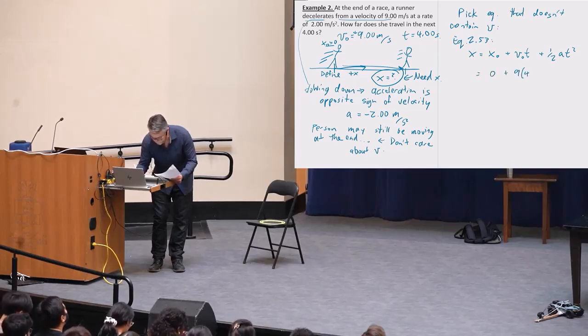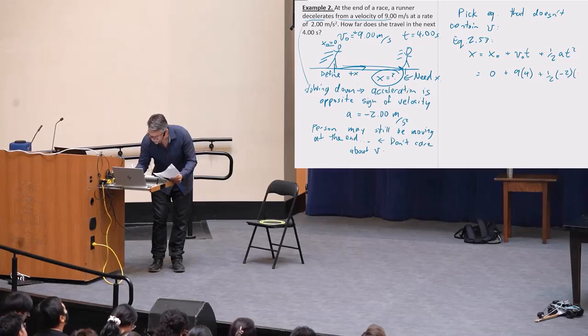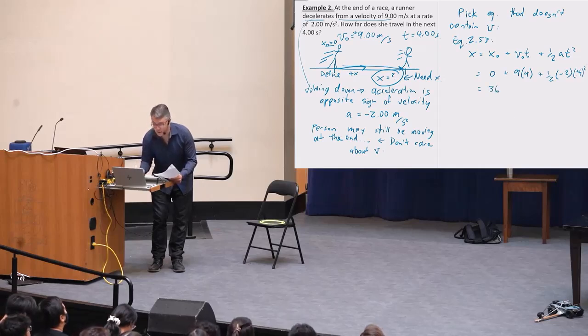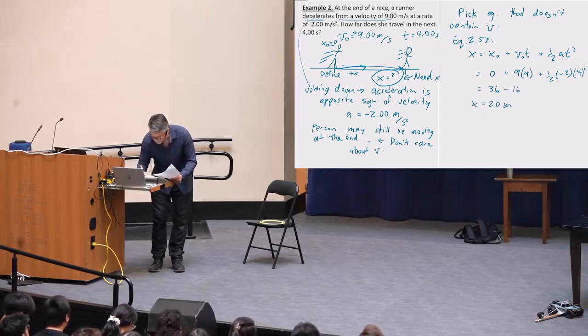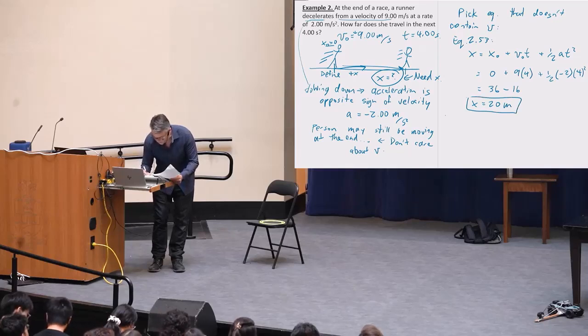9 times 4 plus 1/2 times negative 2 times 4 squared. So 9 times 4 is 36. 4 squared is 16, and times 2 and divided by 2, I get minus 16. So I get x equals 20 meters. So that's the answer.